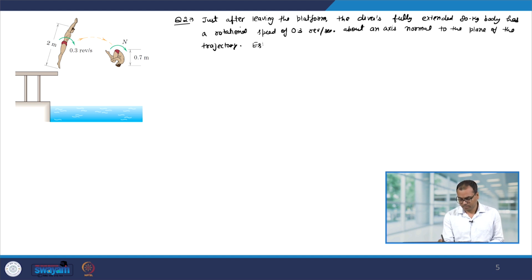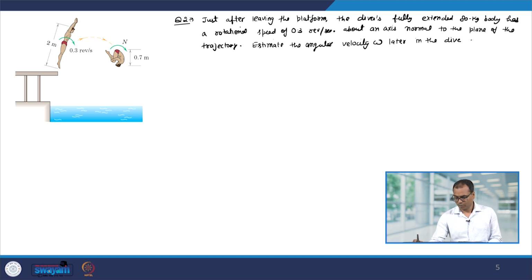Estimate the angular velocity omega later in the dive when the diver has assumed the tuck position.